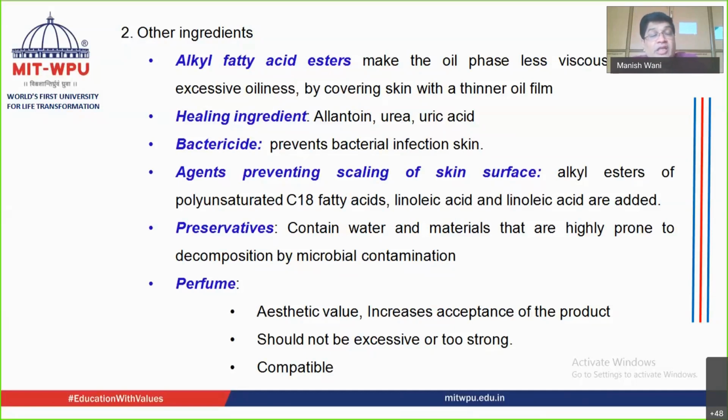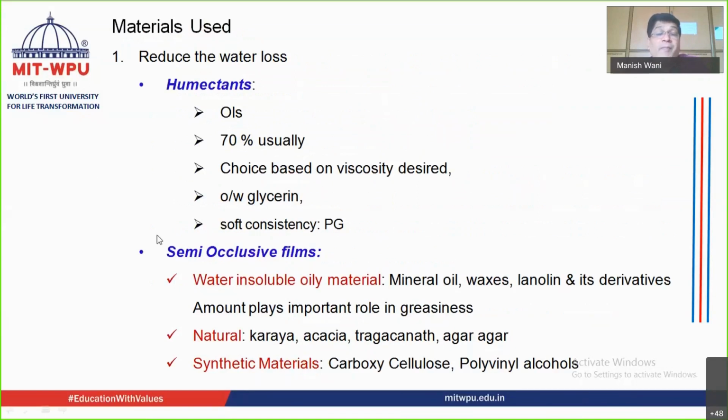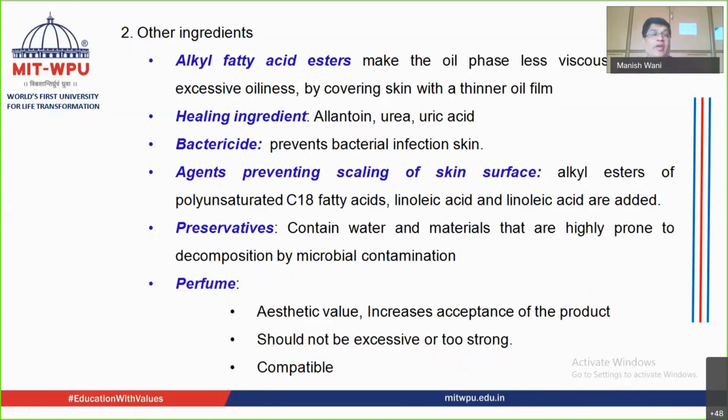Perfume should be added, which increases the aesthetic appeal. Care should be taken that you do not make it too strong and do not add excess, and that the perfume you use is compatible with the other ingredients. Okay. So apart from humectants and semi-occlusive films, which play the major important role in this preparation, you can add many other agents in order to make your preparation more useful. Which includes alkyl fatty acid esters, healing ingredients, bactericide, preservatives, perfume, agents that prevent scaling of the skin surface, and others can be added into it.